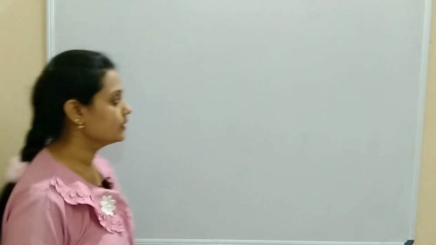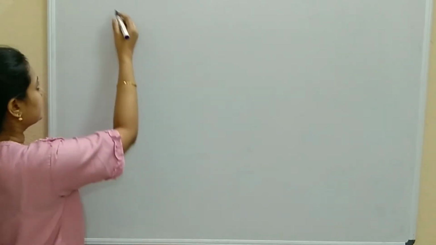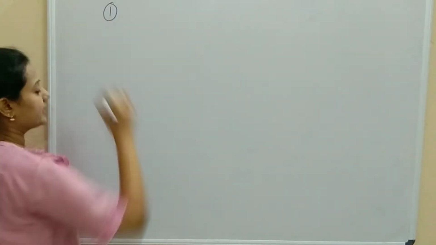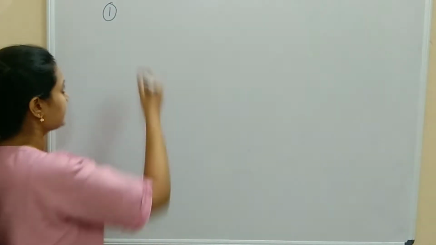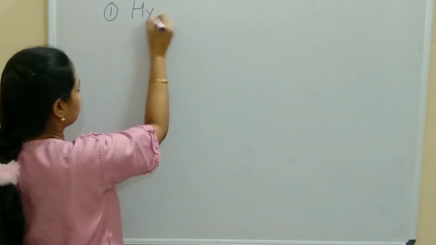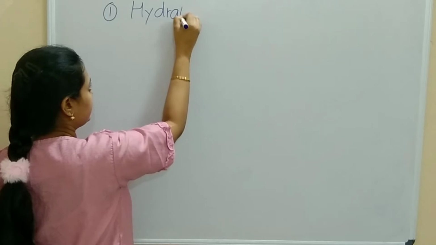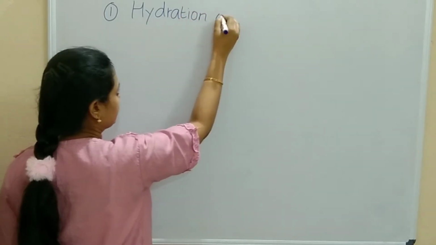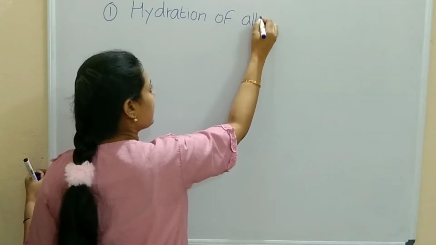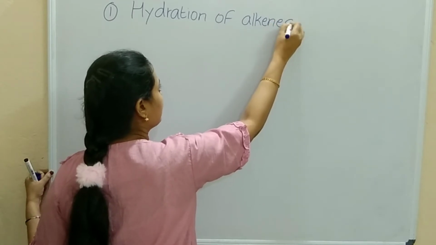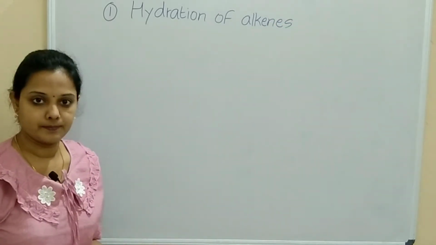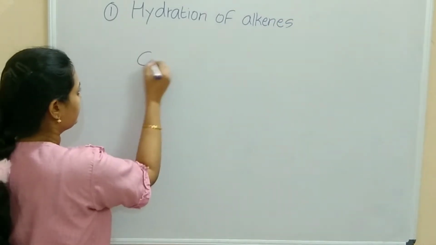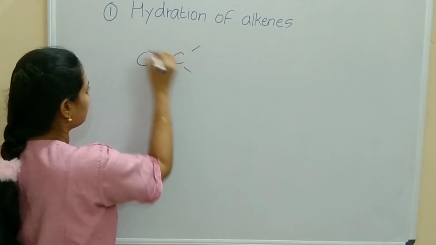Today we are going to discuss the preparation methods of alcohols. So, preparation of alcohols: the first preparation is from alkenes, that is, from hydration. Hydration of alkenes. Now, hydration of alkene means what? Adding water to alkenes. Okay, we'll take the example. Just a general equation we'll write.